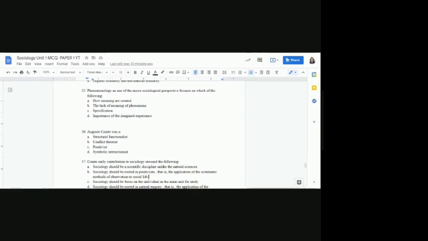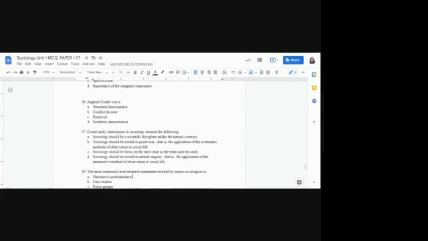Moving down to question 36. Auguste Comte, was he a structural functionalist? Was he a conflict theorist? Was he a positivist? Or was Auguste Comte a symbolic interactionist? What is the answer? The answer is definitely, without a doubt, C, a positivist.